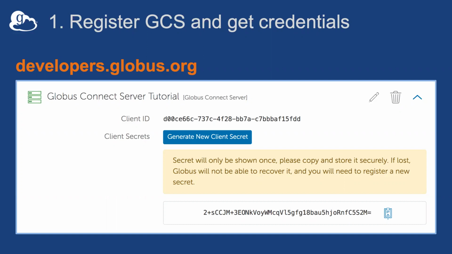So the first step takes you to developers.globus.org, and then you will see an option there to register a Globus Connect server, and you go through, essentially give it a name, and then it generates a client ID and a secret for you to use for when you install GCSv5.